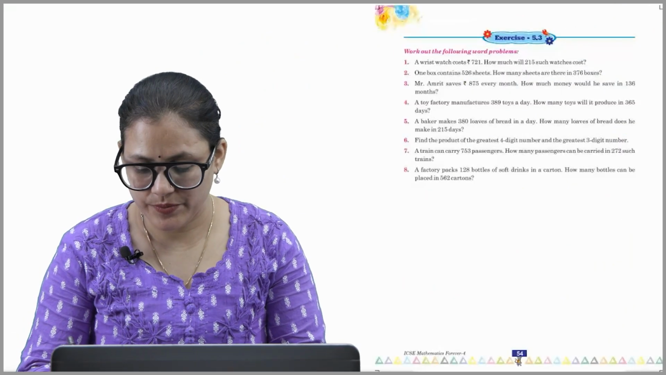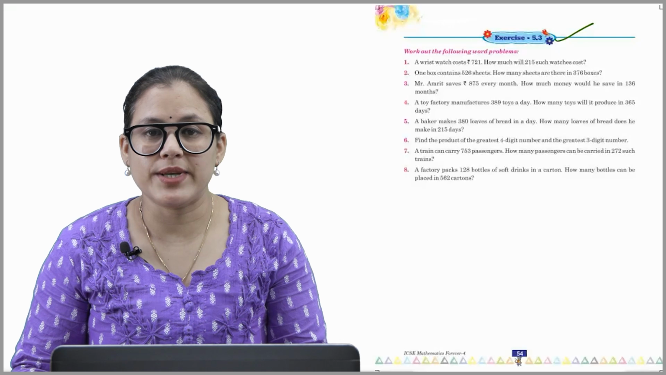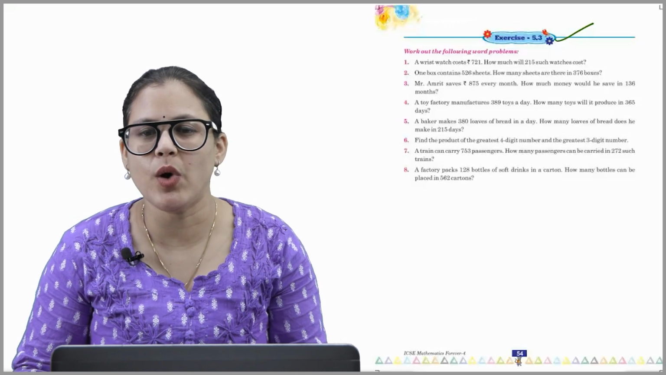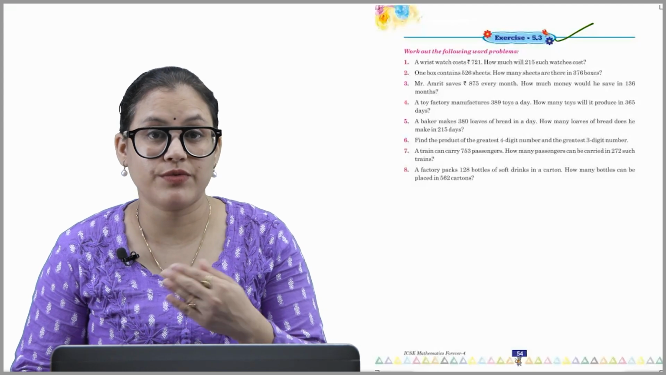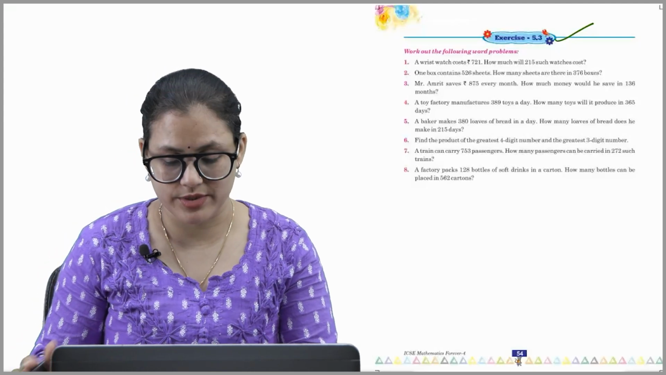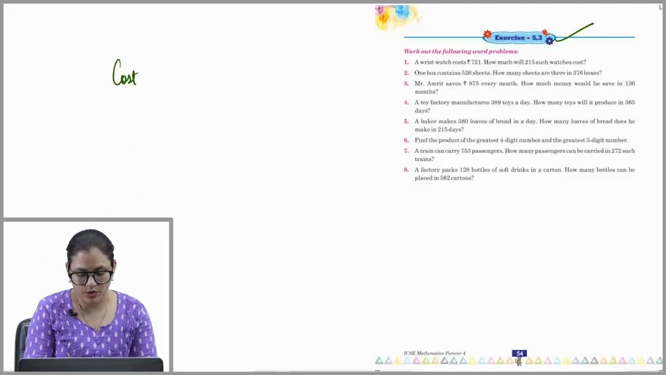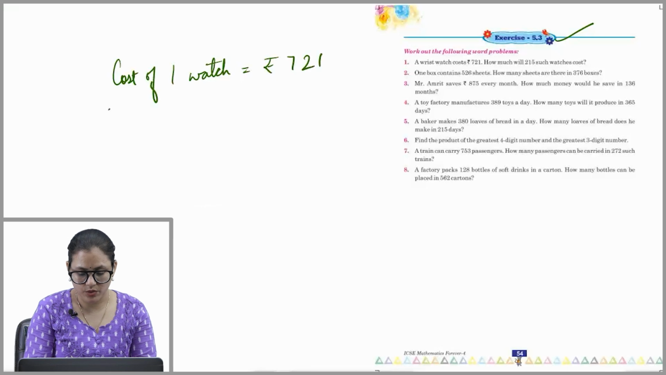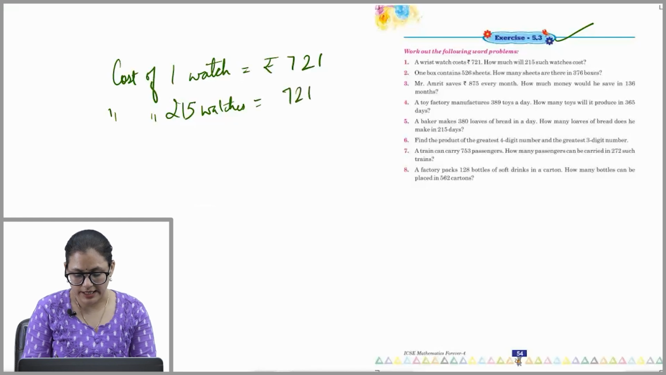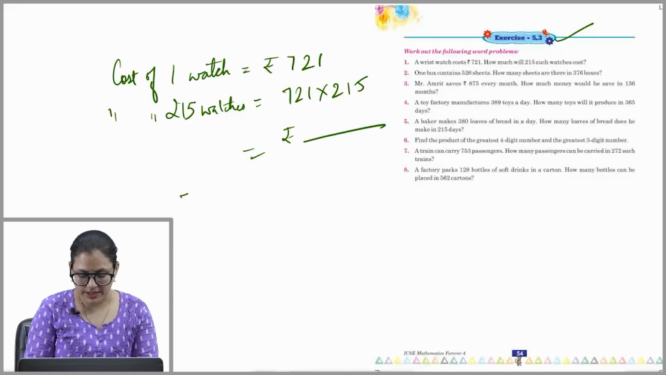Exercise 5.3. A wristwatch costs rupees 721. How much will 215 such watches cost? We have been given the cost of one watch and we have to find the cost of 215 watches. So you will write, cost of one watch is equal to rupees 721. Cost of 215 watches. What will you do? You will multiply these two numbers and the answer will come in rupees. Let's multiply.